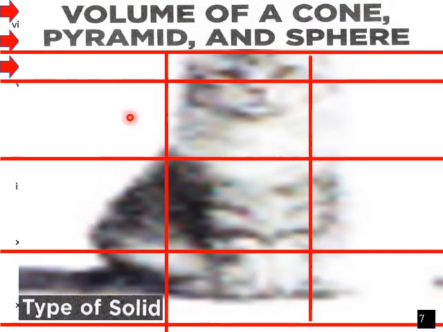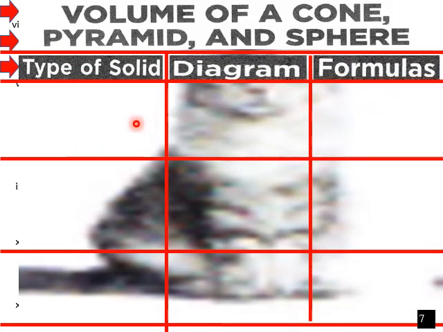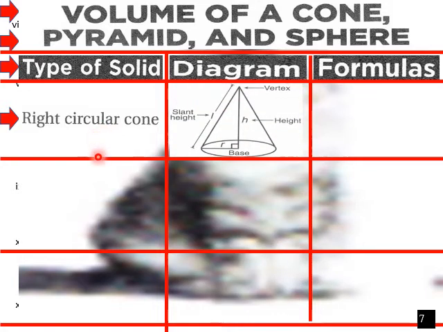Okay, into a table. Volume of a cone, pyramid, and a sphere. Type of solid, diagram, then formula. This is a good note-taking thing. A right circular cone. This is a diagram of a right circular cone. You have a right triangle that provides the height and the base, and then your slant height would be the hypotenuse of the triangle. The formula would be 1/3 base times height for a right circular cone, and the base here would give pi r squared h.